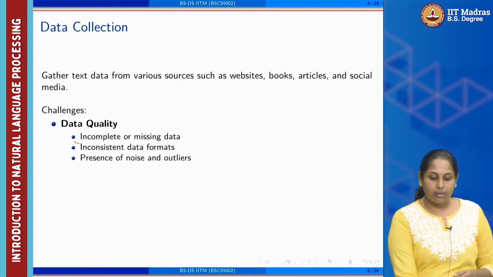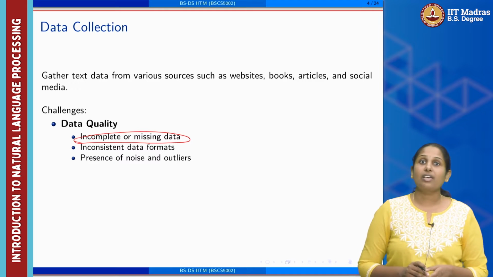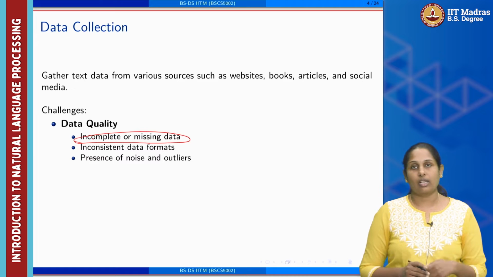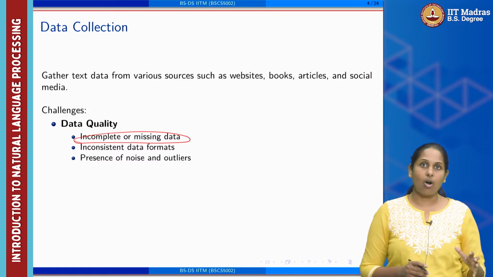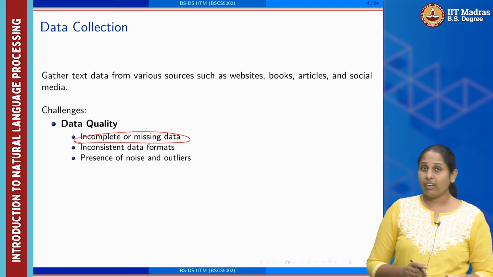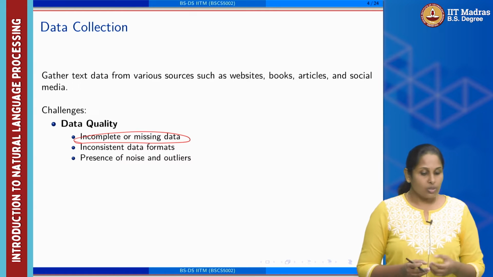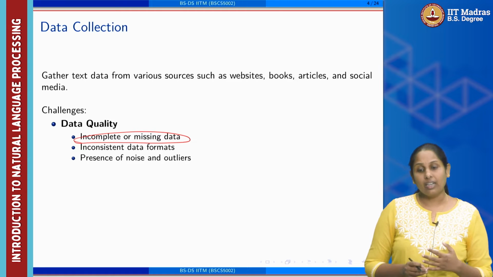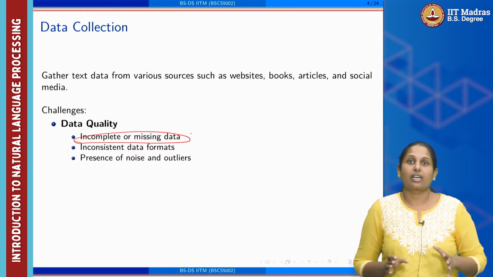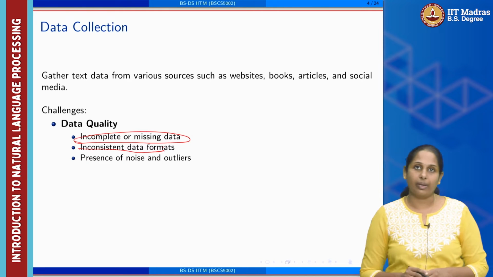Incomplete and missing data will always be there when we are collecting data. Let us say we are trying to collect the data through crawling techniques and automatic techniques to crawl data from different places. Definitely it might fail due to different technical and code issues. So, we might end up with incomplete and missing data, and we need to make sure the data is a complete one. And there are inconsistent data formats.